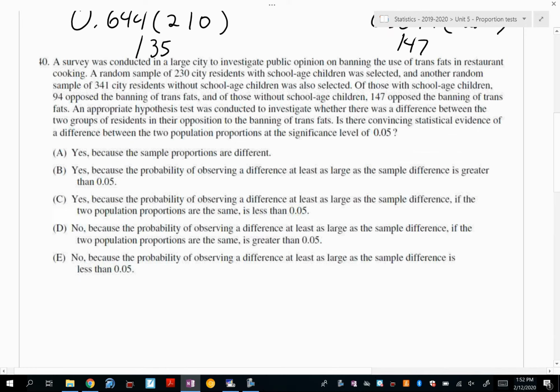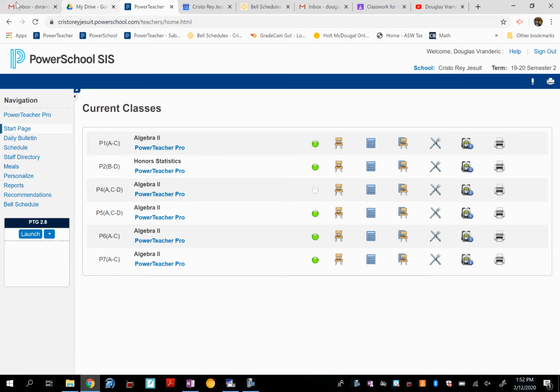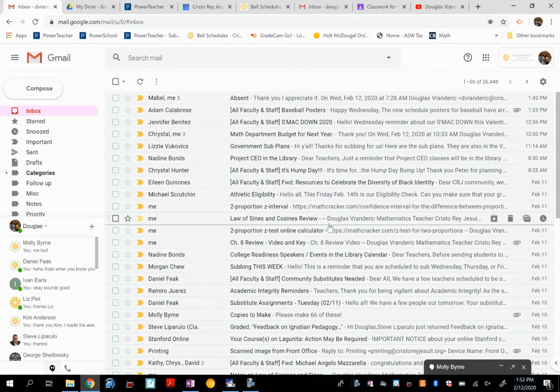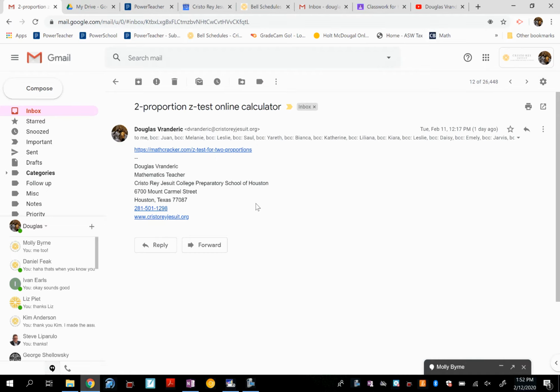Number 40. Now, number 40 required the computer to actually get this right, but without guessing. So this one is asking me to run a test. What I'm going to do is use the link that we used yesterday, the two proportion z-test. That was the first email, Edgar, that I sent you yesterday.